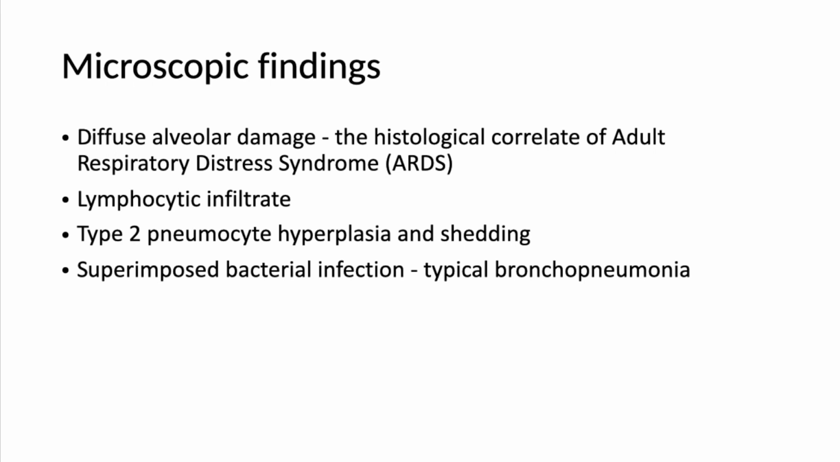In terms of microscopic findings, the chief hallmark of the damage that occurs in the lungs is diffuse alveolar damage, and this is the histological correlate of adult respiratory distress syndrome. You will see lymphocytic infiltrate, which is typically associated with viral infections. You will see type 2 pneumocyte hyperplasia and shedding, and this can be really quite dramatic. And you may see, of course, superimposed bacterial infection.